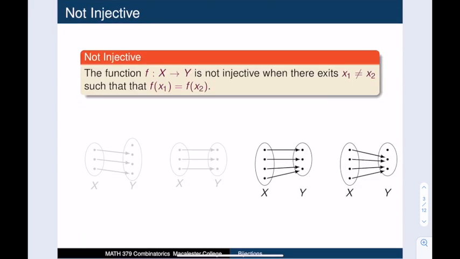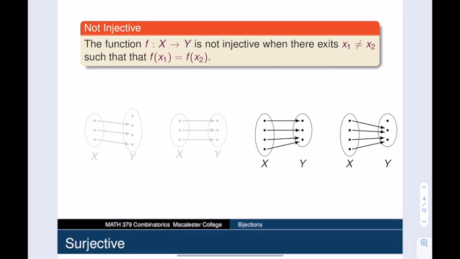So what does not injective mean? When we negate the previous definition, we get the following. There are two distinct elements in the set x that map to the same element in the set y.